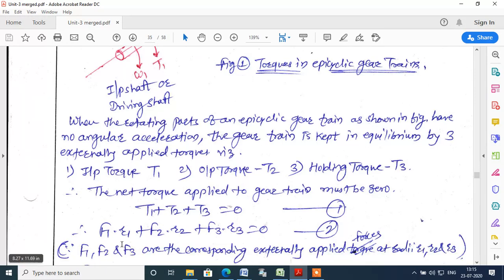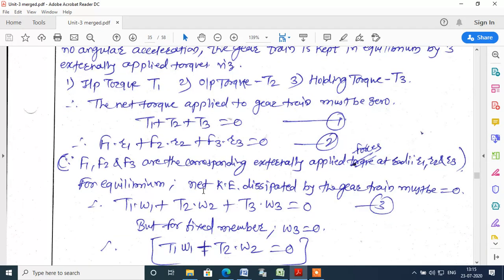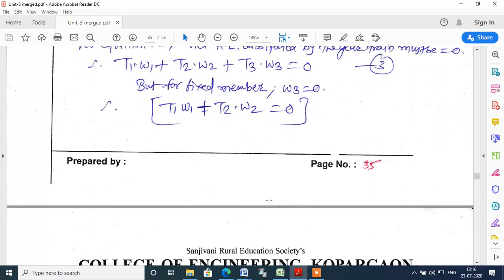And we know that torque equals force into radial displacement. So T1 is F1 into R1, T2 is F2 into R2, T3 is F3 into R3. So F1, F2, F3 are the corresponding externally applied forces at radius R1, R2, R3 respectively. So for equilibrium, the net kinetic energy dissipated by the gear train must be 0. So therefore T1 omega 1 plus T2 omega 2 plus T3 omega 3 equals 0. But we know that for a fixed member, omega 3 is always 0. So if omega 3 is 0, then omega 3 into T3 is 0. So we will get T1 omega 1 plus T2 omega 2 is equal to 0.